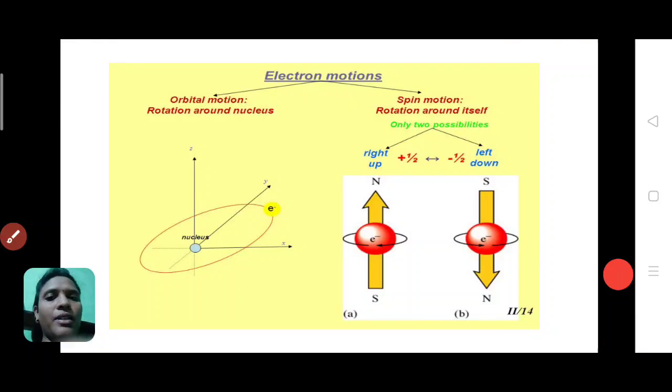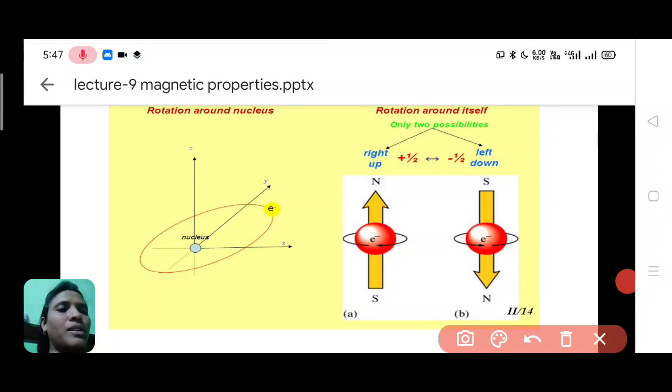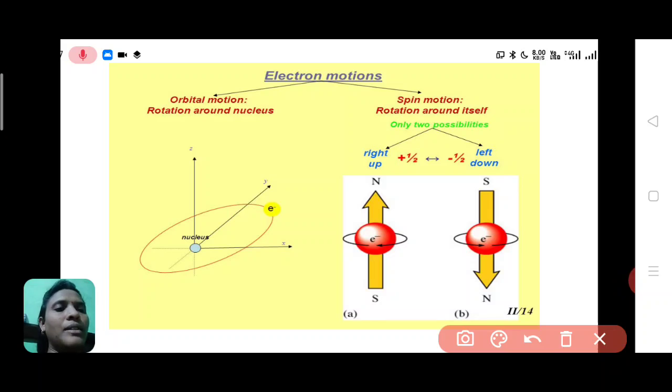See in this picture, what is spin motion? When an electron rotates on its own axis, this is the axis of this electron. So these electrons are rotating on their own axis. This is called spin motion.